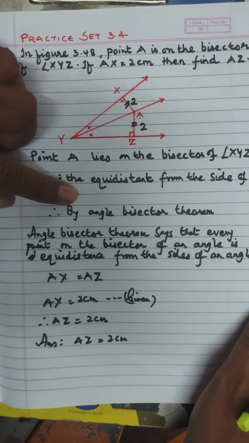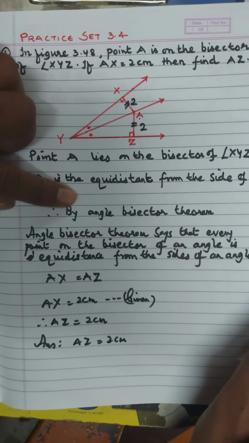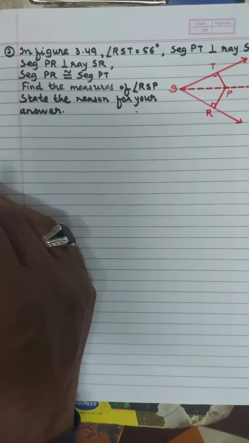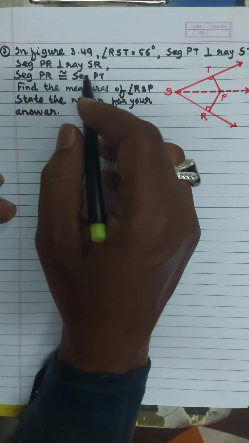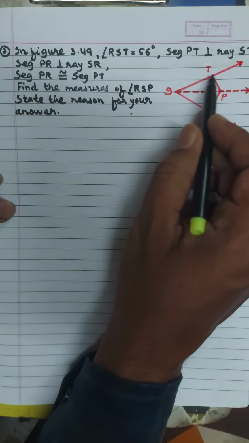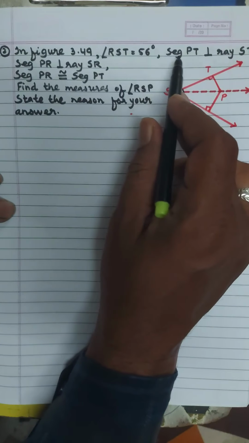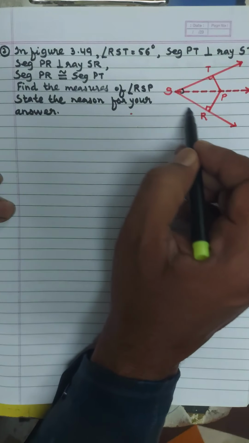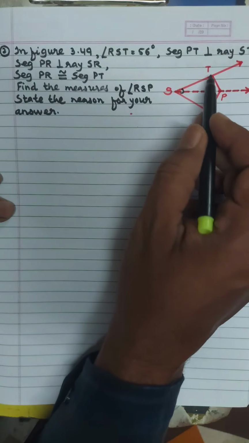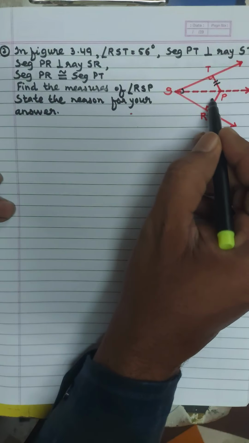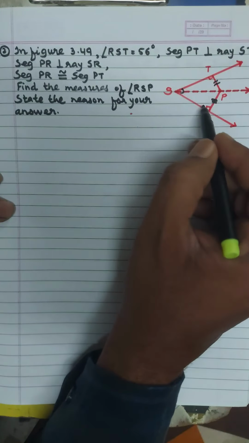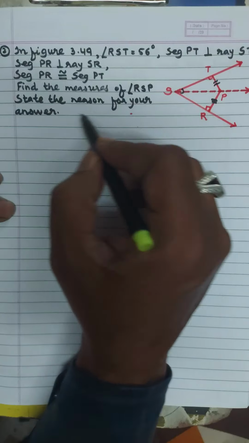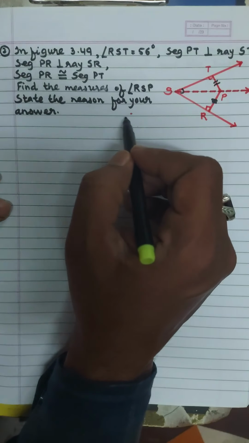So the angle bisector theorem says that any point on the bisector of an angle is equidistant from the sides of the angle. Okay, let's go ahead with the next one. Similar question. In figure 3.49, angle RST is 56 degrees. PT is perpendicular to ray ST and PR is perpendicular to ray SR. So PR and PT are equal, both sides are equal, as we already saw in the previous questions. Find the measure of angle RSP, and state the reason for your answer.